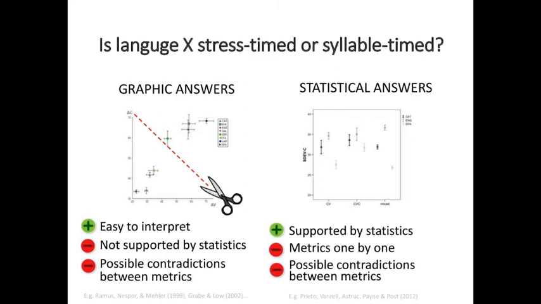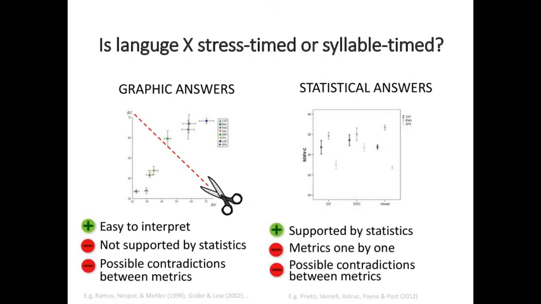In order to answer the question, is this language stress-timed or syllable-timed, linguists have used different methods so far: graphic methods or statistical methods. Graphic methods consist in plotting the results of rhythm metrics and deciding whether the new language falls closer to the stress-time pole or to the syllable-time pole. The advantage of this method is that it is very easy and intuitive. The disadvantage is that it is not supported by statistics.